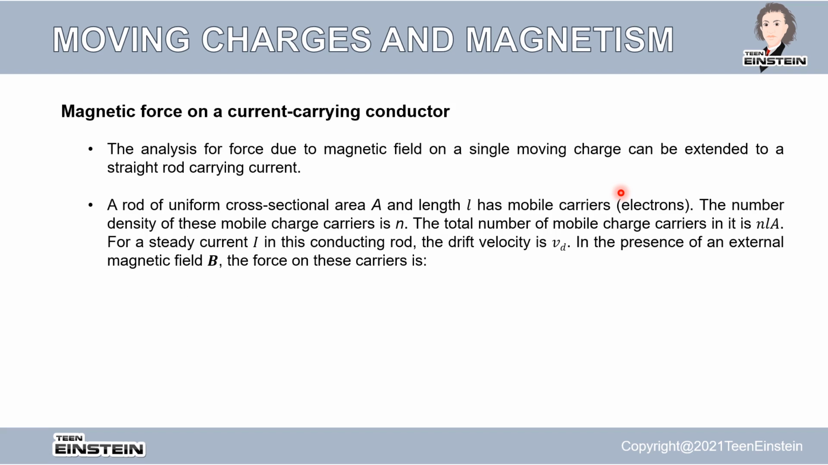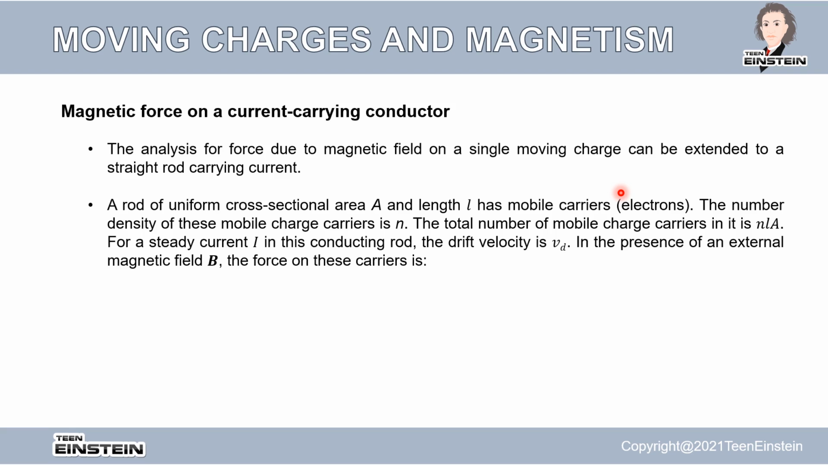A rod of uniform cross-sectional area A and length L has mobile carriers that are electrons. The number density of these mobile charge carriers is n. So n basically means number of electrons per unit volume. The total number of mobile charge carriers in it is nLA. LA gives you the volume, so the total number of mobile charges has to be n, the number density, multiplied by the volume.